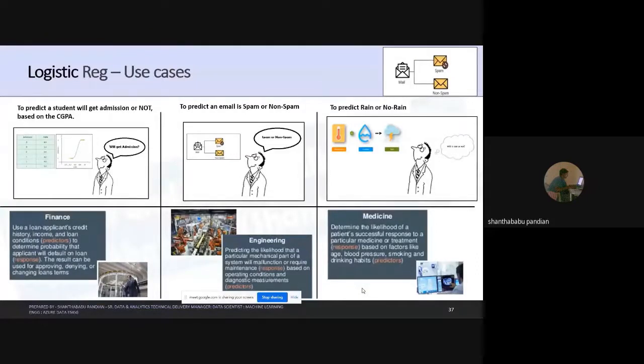Then the new item will be in the asset management tool, so that they can track the performance of that specific component. They can go ahead with that. So those kinds of things we can apply for the engineering field.